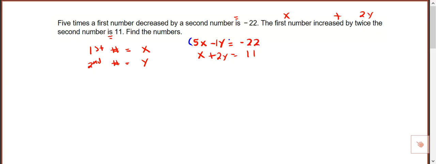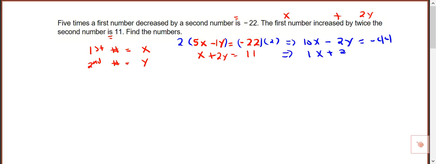And keep in mind, to keep this equation balanced, I need to multiply both sides by that positive 2. And that will give me the new equation of 10x minus 2y equals negative 44. Now, by doing that, that allows me to combine these two equations and eliminate the y variable, because I have negative 2y in the first equation and positive 2y in the second equation.